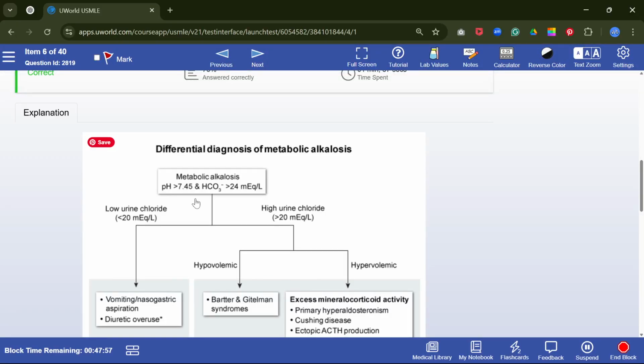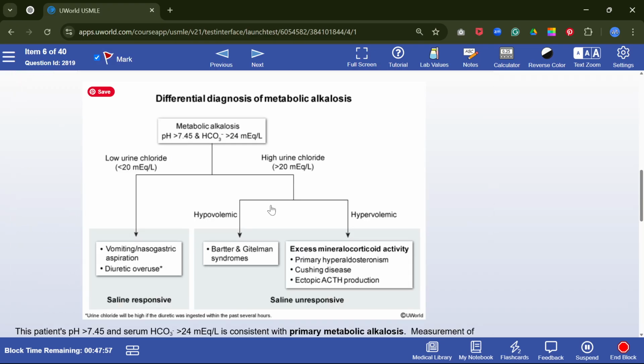If you find metabolic alkalosis, pH more than 7.45 and bicarb more than 24, then we will do urine chloride. If urine chloride is low, less than 20, then it may be vomiting, nasogastric aspiration, or diuretic overuse.